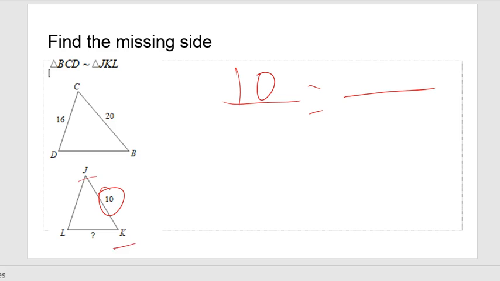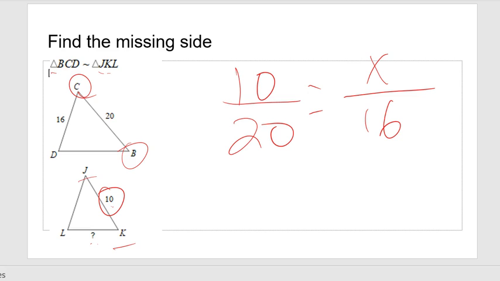So 10 is between J and K. J and K are in this one, and J and K are the first two letters. B and C are the first two letters, so that's B and that's C, and the number between them is 20. So 10 over 20. And then the only thing left on this side is 10. Well, we got to use x over 16. So that's how we set it up.